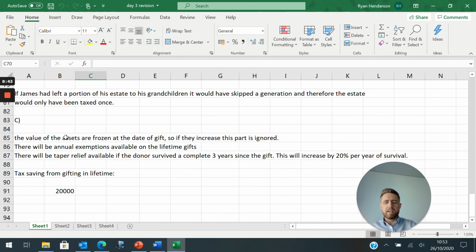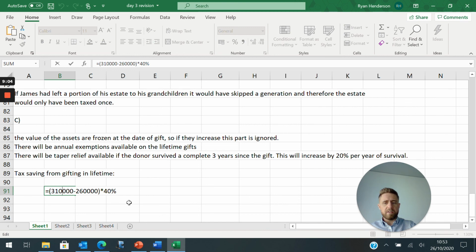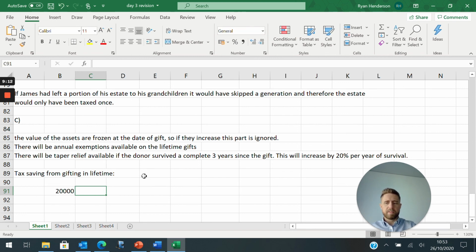And then part C, the value of the asset would be frozen at the date of gift. This is an advantage, of course, of gifting in lifetime. Annual exemptions would be available. Taper relief would be available as well if they had survived at least 3 years since the date of gift. And then it did ask you to calculate a tax saving there. Tax saving, very simple calculation. Whatever the value has increased by, minus what it was worth, therefore taxed at the rate of 40%.